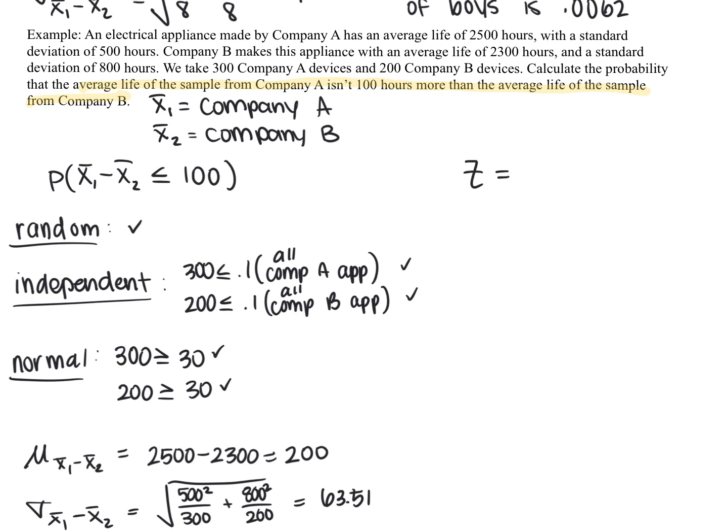So for my z-score, we're going to do 100 minus 200 over 63.51, and we're going to get negative 1.57. So for normal CDF, our lower bound is negative 1E99, upper bound negative 1.57, mean of 0, standard deviation of 1, and we're going to get 0.0582.